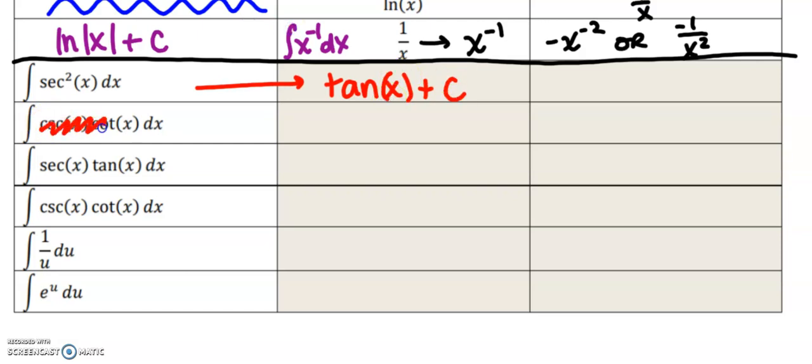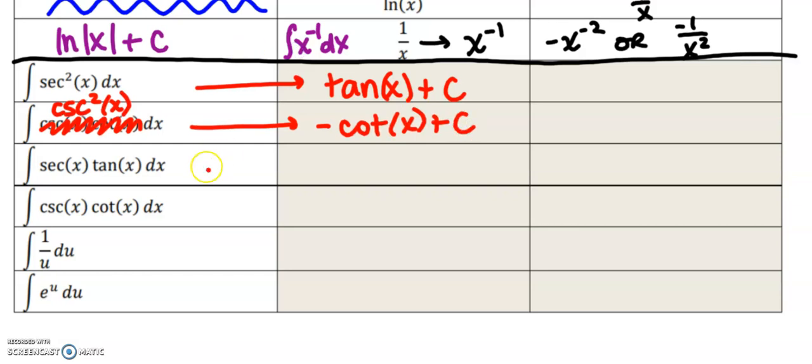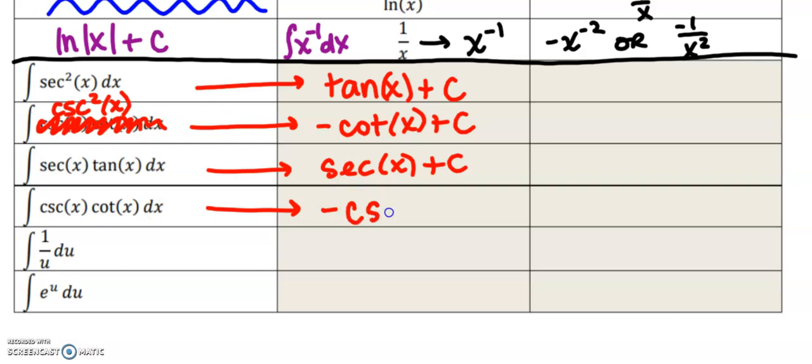This one, I'm changing to say cosecant squared. It's okay if on yours you don't, but the antiderivative of cosecant squared would be negative cotangent of x plus c. Antiderivative of secant times tangent is secant of x plus c. Antiderivative of cosecant cotangent, this is why I changed this one up here because this was a double typo. It's going to end up being negative cosecant of x plus c.